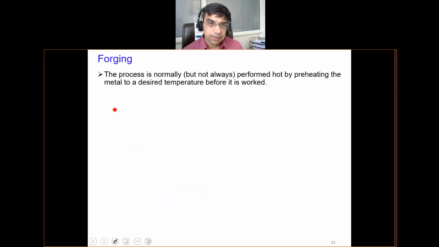Next, in some cases, as I mentioned, the forging process can be done under hot working conditions, or it can be done under cold working conditions. But generally, it is more popular that it is done under hot working conditions. To do it under hot working conditions, it is important that the workpiece is preheated so that it reaches above the recrystallization temperature.